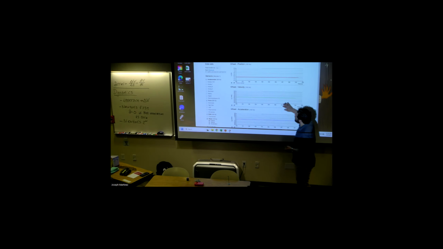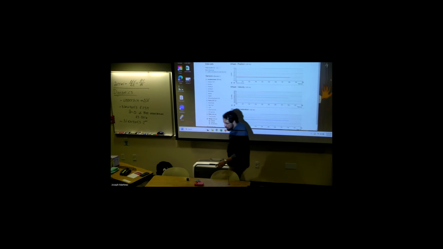We have our acceleration versus time. I'm going to zoom in a little bit. I think I can zoom in here. Or perhaps I can't. Clearly it's not going to let me. But we should still be able to analyze this. So I'm going to put this at the end.